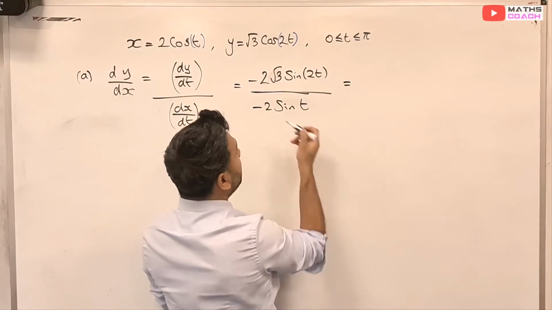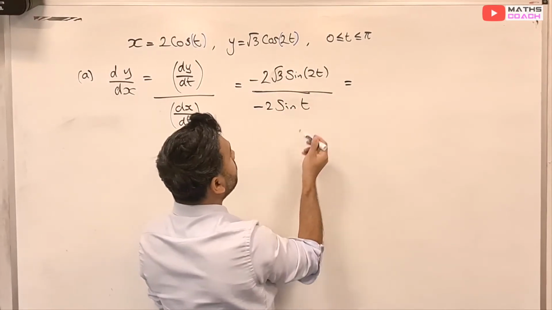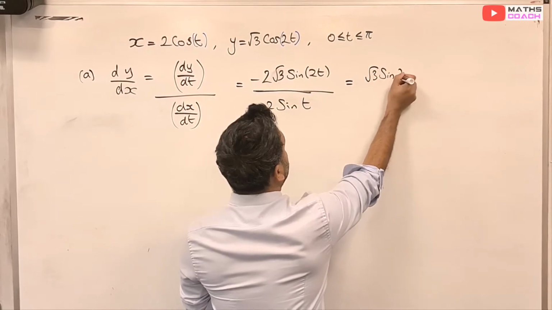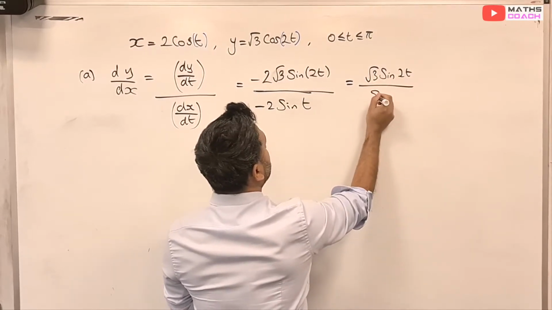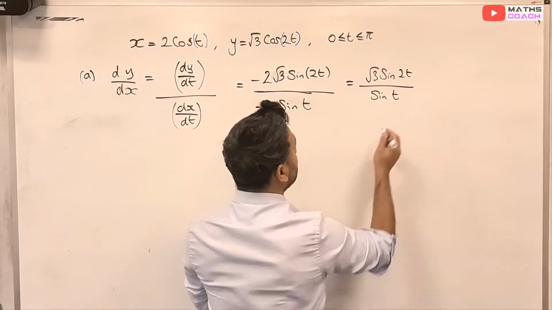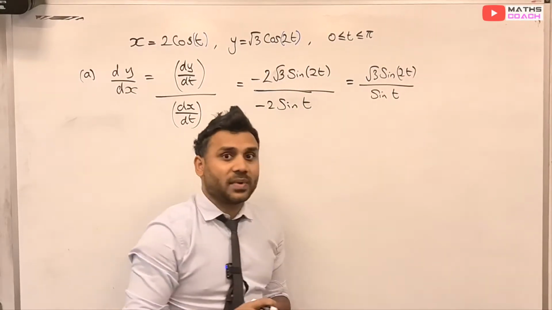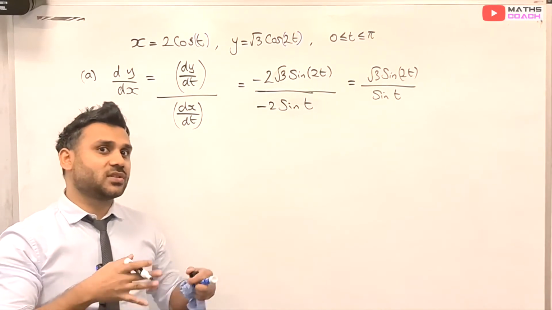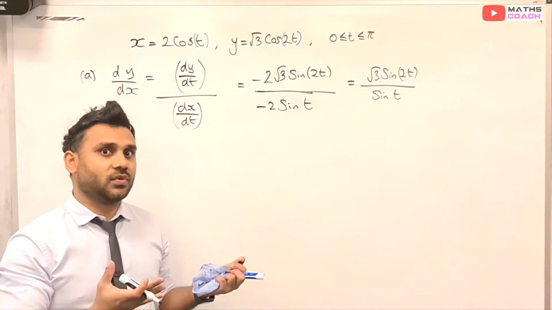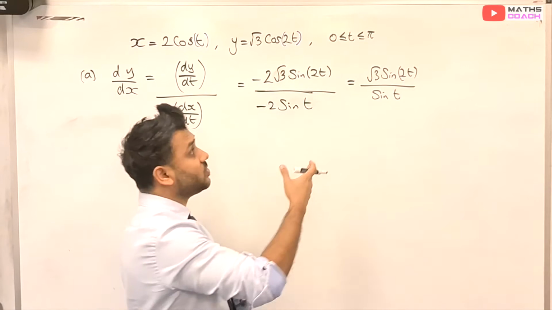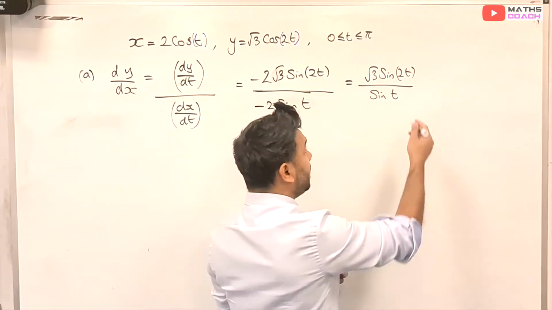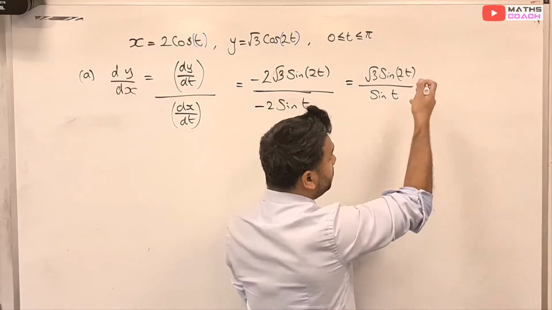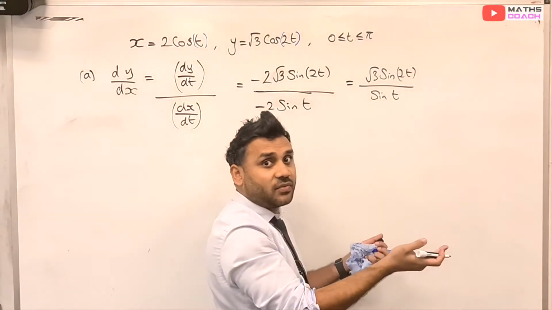Let's simplify a little bit here. As the minuses cancel, the 2 cancels. We're left with root 3 sine 2t over sine t. Now, we can stop at this point here, but sometimes the question does ask you to simplify your answer. It might ask you to give it in a certain form, but knowing that sine 2t is a double angle, we can actually use the double angle formula to see if we can simplify further.